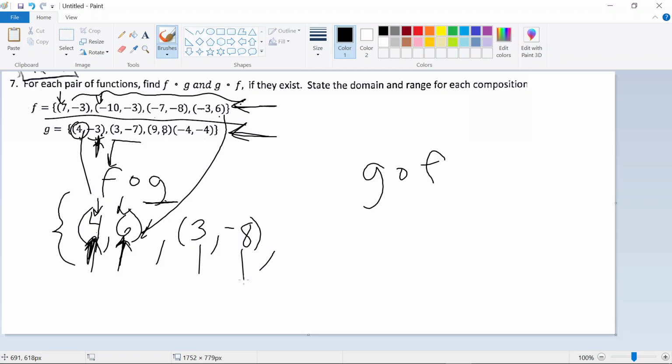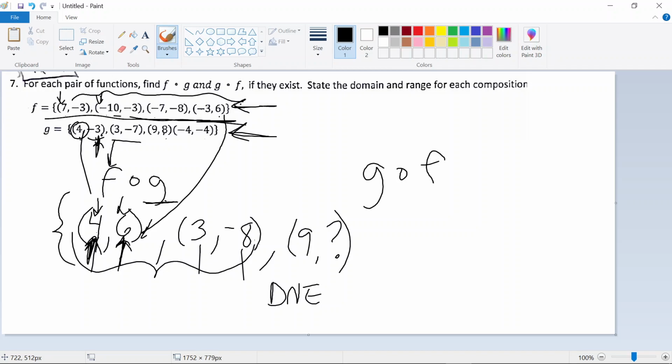I look at the next one, 9, 8. So start with 9, put the 9 there, and its value is 8. Look up in the F function, there is no 8. So because there's no 8, there's no final value, it does not exist. When I gave you these two, domain and range, I said so far. But overall, the composition does not exist because of this.